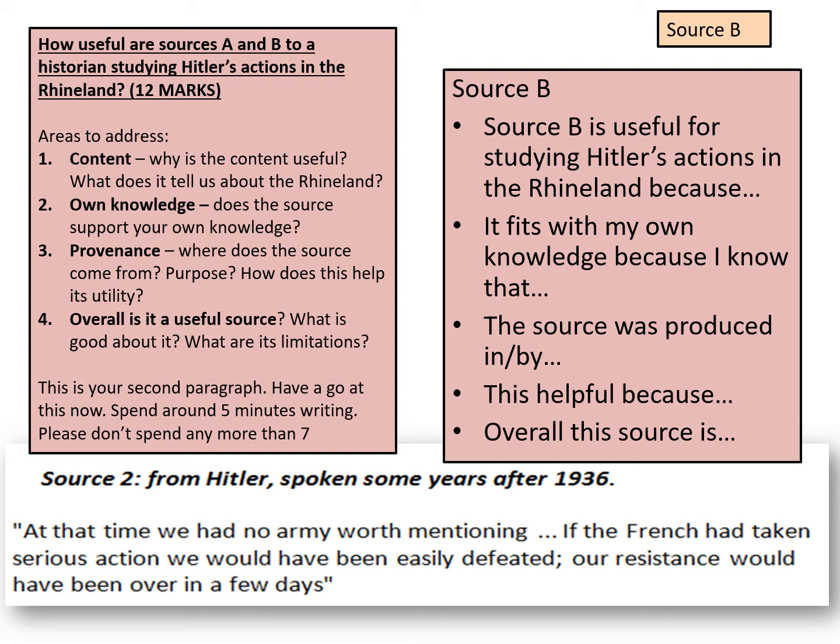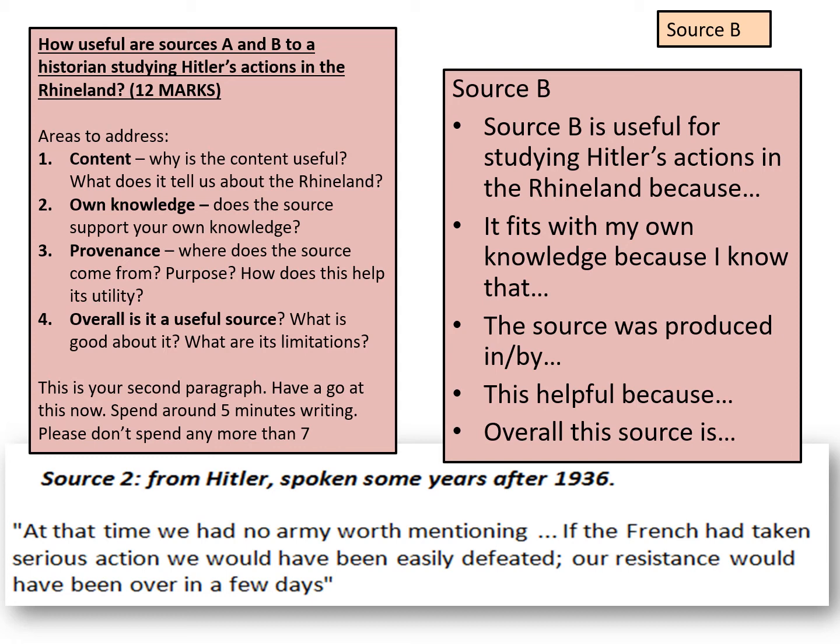So content, well, we've just annotated the content. So why is the content useful? What does it tell us? Well, remember, we're going to talk about as many things as possible about what we can see. Source B is useful for studying Hitler's actions in the Rhineland because tell me about what he says about the army. Tell me what he says about the French. Tell me about what would have happened had they had a battle and about how long that battle would have lasted.